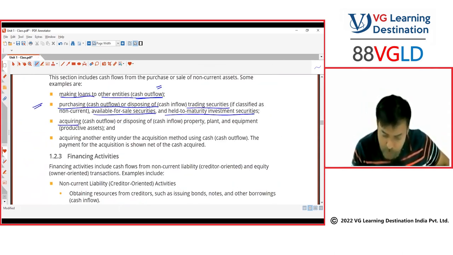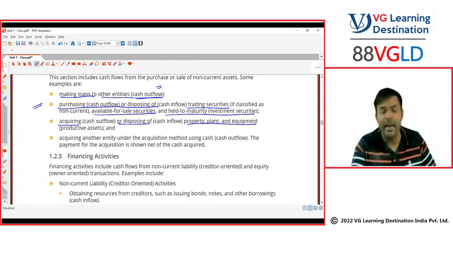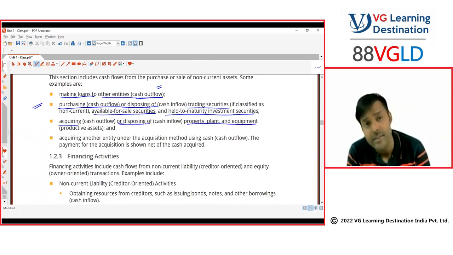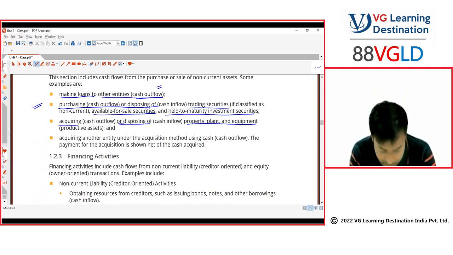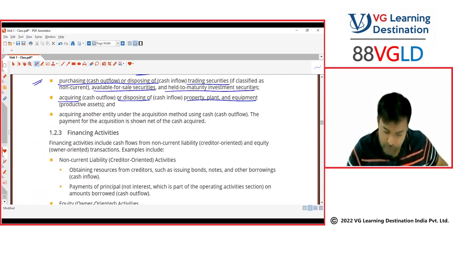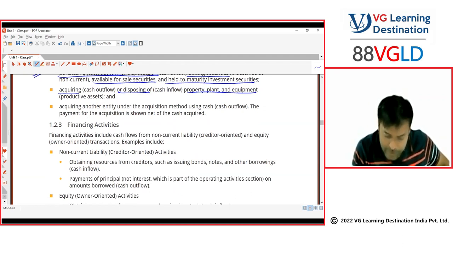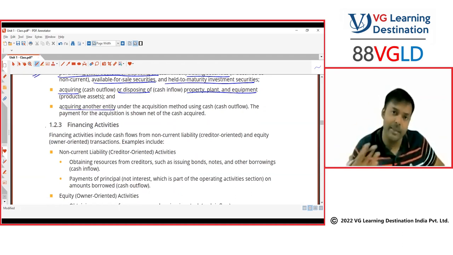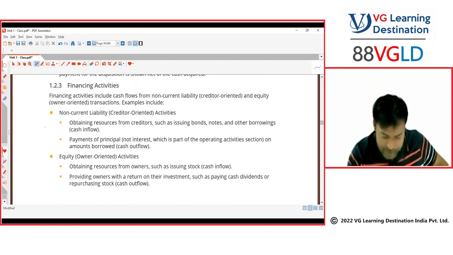Acquiring or disposing of property. So that means if you are purchasing or selling any of the fixed assets, any asset, again, purchase or sale of the investment is going to be IA. Acquiring any entity, so if you are acquiring any other company, that is again going to be IA.